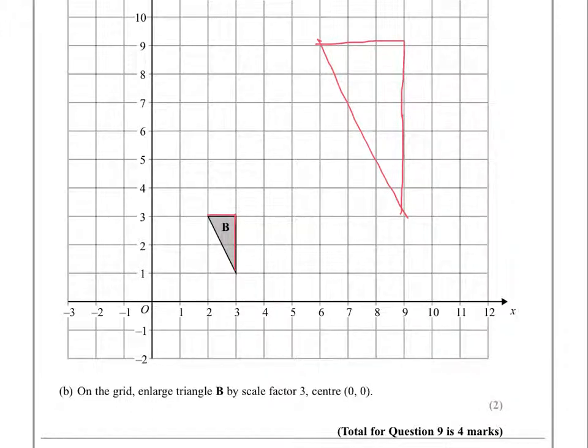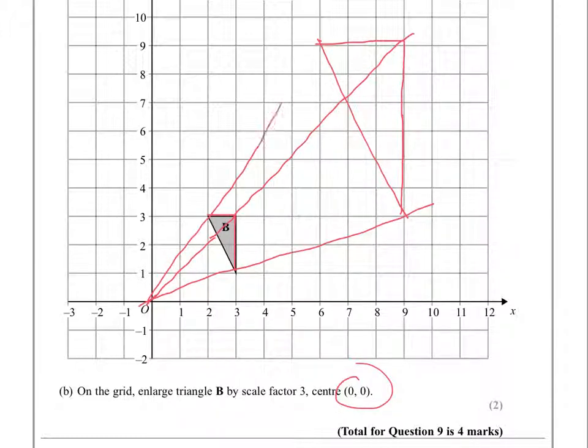If you're going for both marks, then what you've got to do is put a line from the centre of enlargement, which is (0, 0), through the corner of the first shape, and that same line should hit the corner of the second shape, the same corner. And we can do that for all the corners. Now it's a bit scruffy there, but if you check it with a ruler, that should be in the right position.